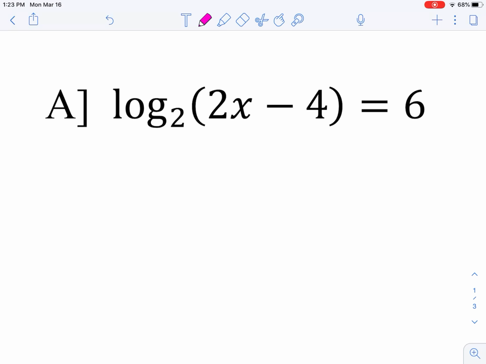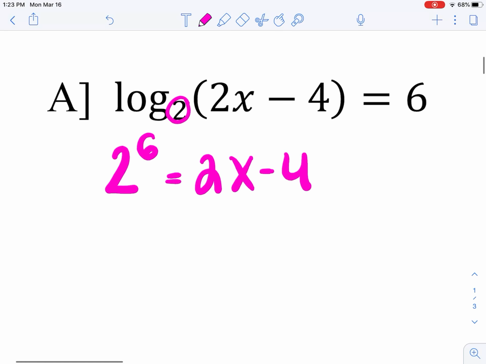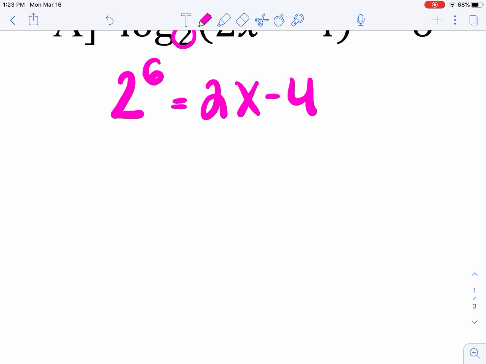One logarithm, so I'm going to isolate my log. Remember, I know a log is isolated if it's just the log and then the argument. So this one is isolated. And now I'm going to rewrite in exponential form. I need my base, which is 2. I need my exponent. Remember, logs are equal to exponents, so 6 is the exponent: 2 to the 6th power equals my argument, 2x minus 4. Now this equation is much easier to solve.